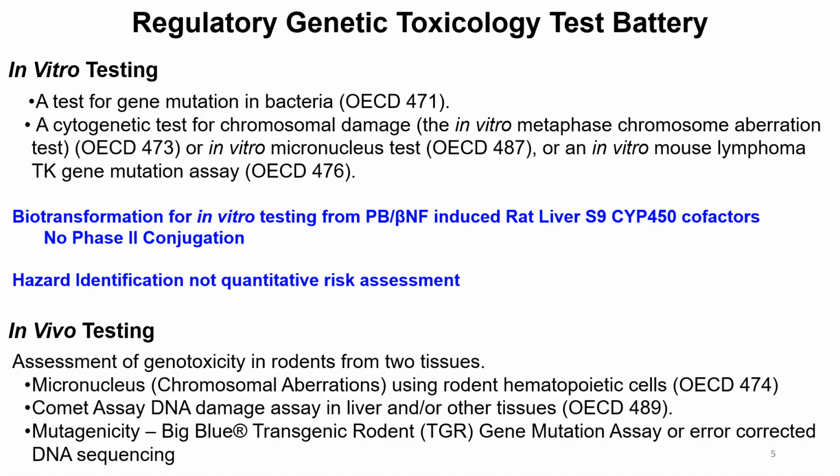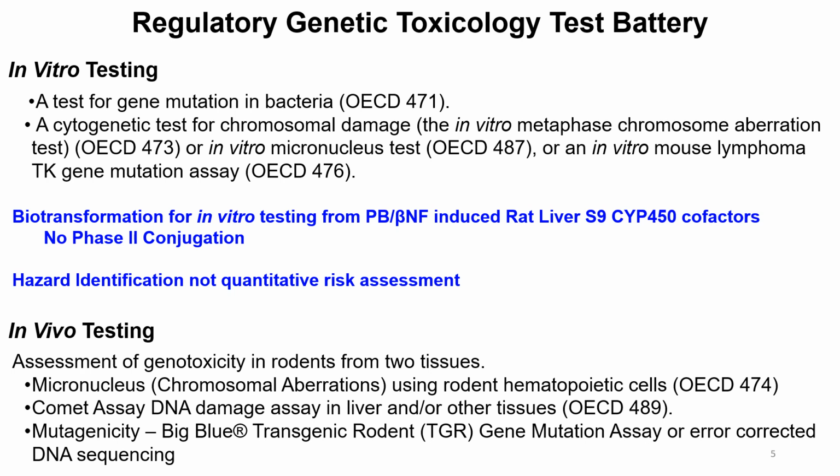The regulatory genetic toxicology test battery is shown here. These are in vitro tests that are devoid of metabolizing enzymes, so that is accomplished by adding rat liver S9. However, there's no phase 2 conjugation. It's P450 bioactivation using NADPH as a cofactor. These assays were intended as hazard identification, not really quantitative risk assessment assays. We do have in vivo testing as follow-ups to these in vitro tests. However, there's no metabolically competent intermediate that can be used.